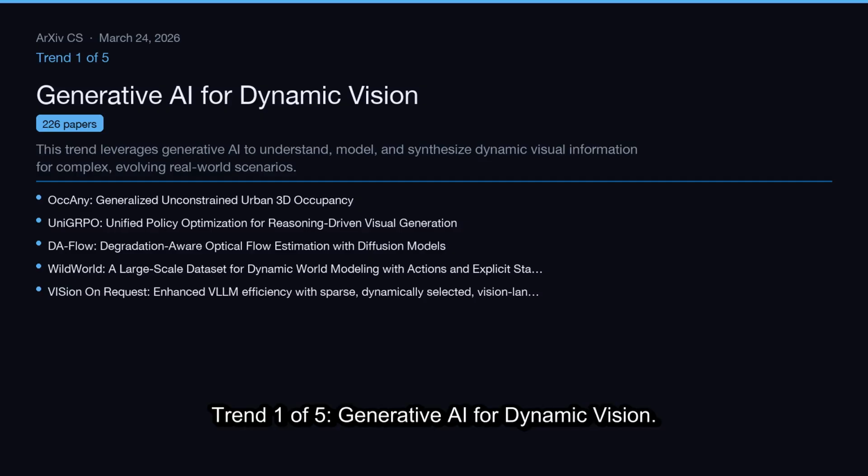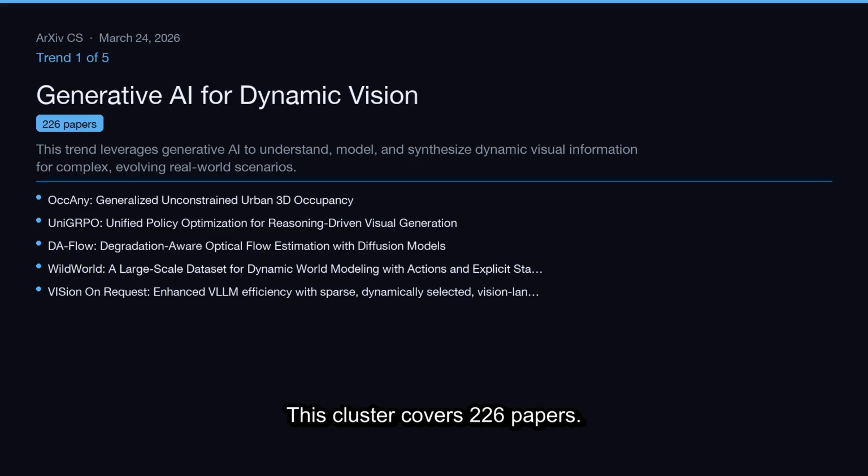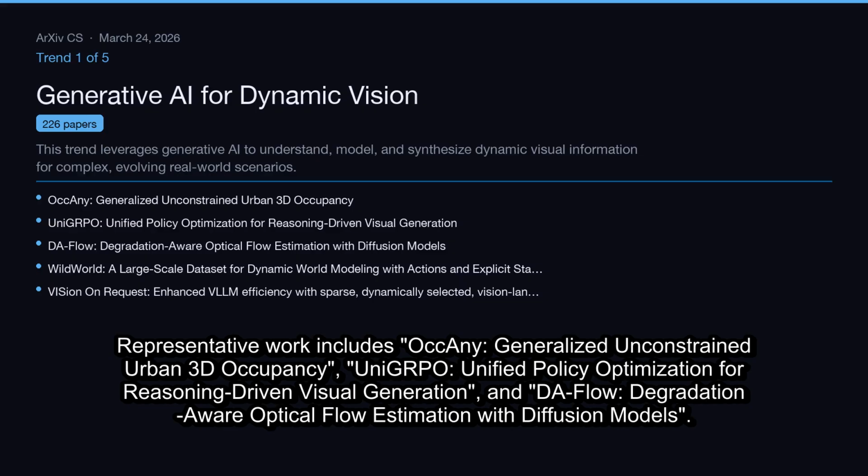Trend 1 of 5, Generative AI for Dynamic Vision. This trend leverages generative AI to understand, model, and synthesize dynamic visual information for complex, evolving real-world scenarios. This cluster covers 226 papers. Representative work includes OCCNE, Generalized Unconstrained Urban 3D Occupancy, UniGRPO, Unified Policy Optimization for Reasoning-Driven Visual Generation, and DA Flow, Degradation-Aware Optical Flow Estimation with Diffusion Models.